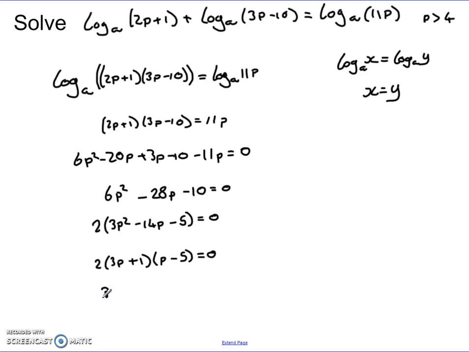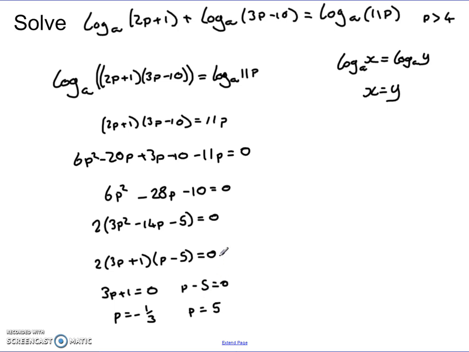So I've got 3p plus 1 equals 0, or p minus 5 equals 0. I end up here with p equals negative a third, and here p equals 5. So we've got two solutions here.